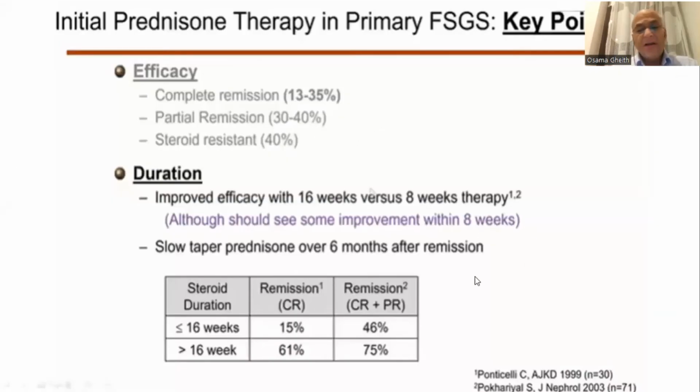There are some studies comparing the relatively long duration of treatment with 16 weeks of steroid versus 8 weeks. They found that there is some improved efficacy with 16 weeks versus 8 weeks, with partial remission in 30 to 40%, and complete remission up to 35%. So longer duration is associated with better outcome.